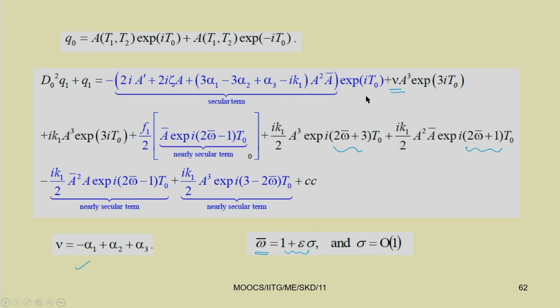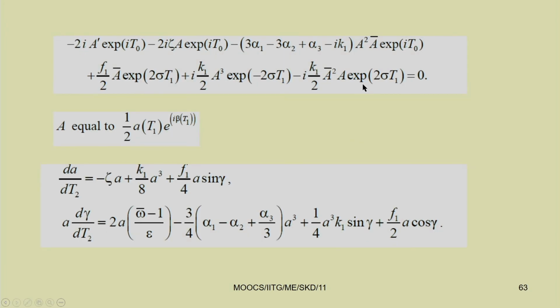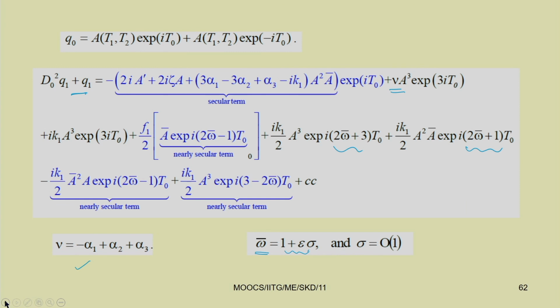Now you can see the terms clearly. You can observe that the coefficient of e to the power i t0, here the coefficient of q1 is 1, that is why it is i t0. Due to the presence of the term e to the power i t0, this is a secular term, and this term becomes secular. So when this 2 omega bar minus omega 1 becomes 1, then this term will become secular.